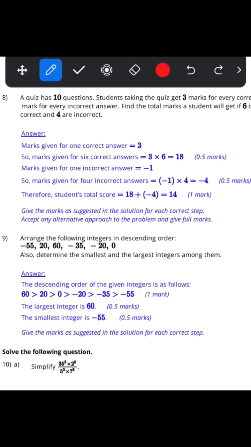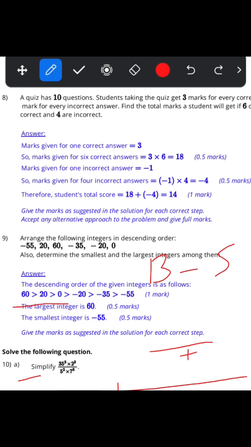Our next question is: arrange the following integers in descending order: minus 55, 20, 60, minus 35, minus 20, and 0. Descending order means bigger to smaller. We know the number line. Here is the 0, the right side is positive integers and the left side is negative integers. Positive integers are always greater than negative integers. So first we take 60, after that 20 and 0.